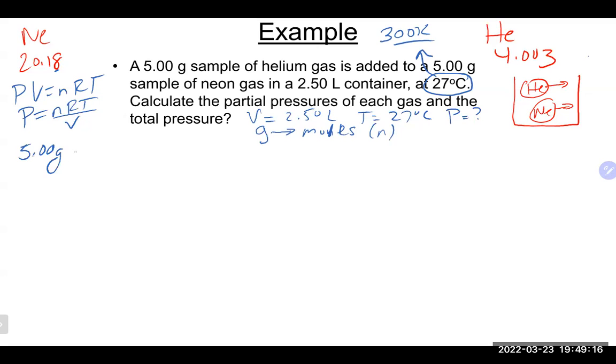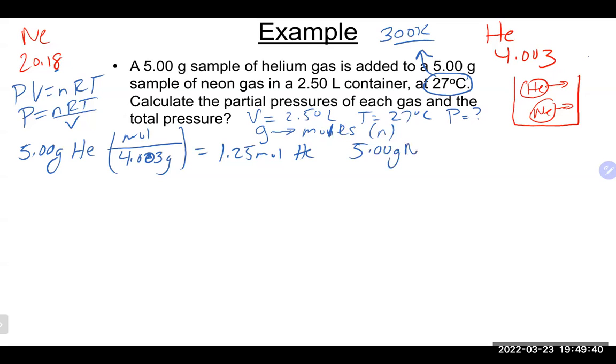So 5 grams of helium, dividing by the molar mass from the periodic table, 4.003 grams per mole, gives us call it 1.25 moles of helium. We'll do the same thing here for neon. So dividing by 20.18 grams per mole will give us for neon 0.248 moles.